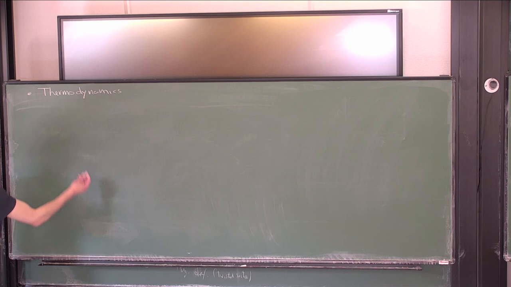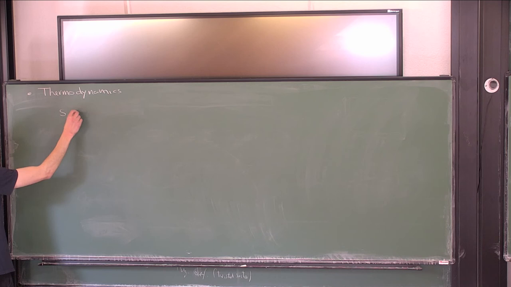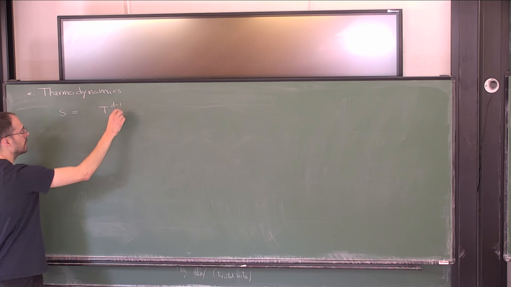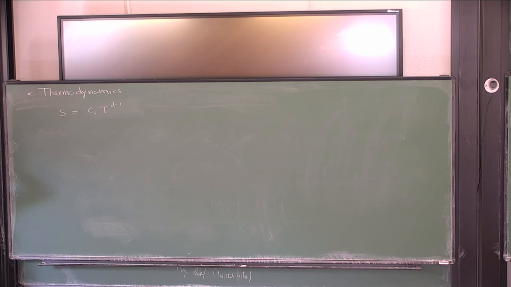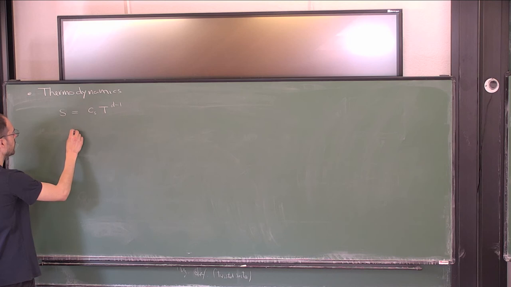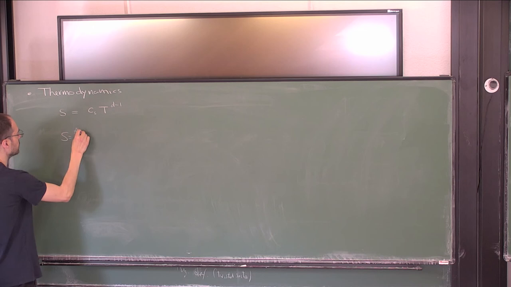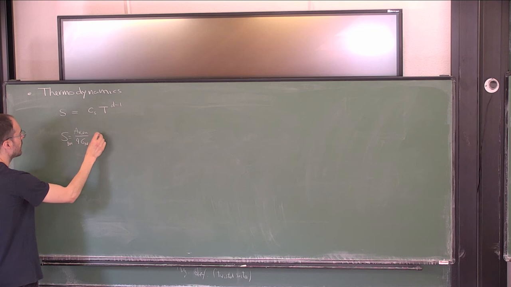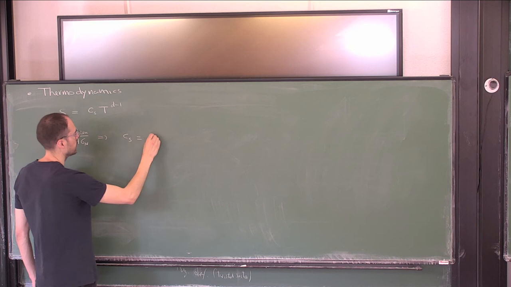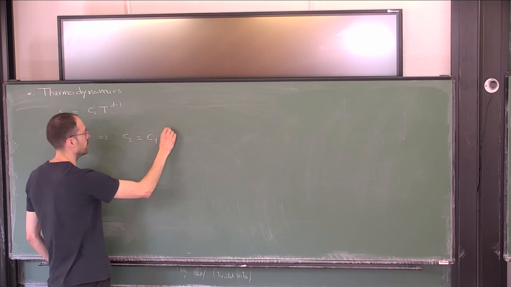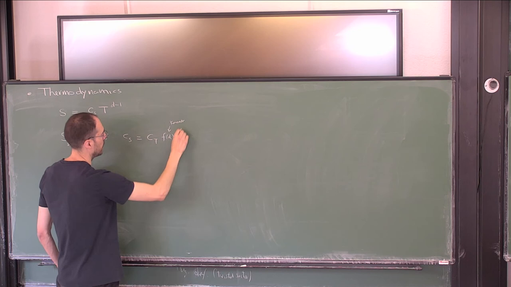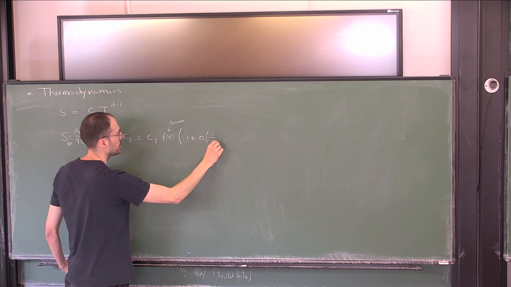For example, if you look at the entropy density of a CFT at finite temperature, by dimensional analysis it has to be T to the d minus 1, and there's some number, let's call it Cs. And if you use the gravitational description, so if you use the fact that the entropy of a black hole is the area over 4 G Newton, then this implies that Cs is equal to Ct up to some known function that only depends on space-time dimension. So this is some gamma function. And we expect this to be true, corrected just by this delta gap, right?